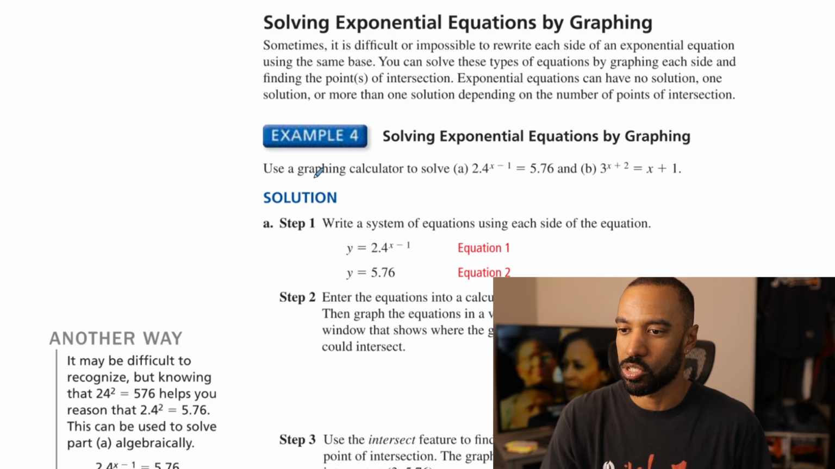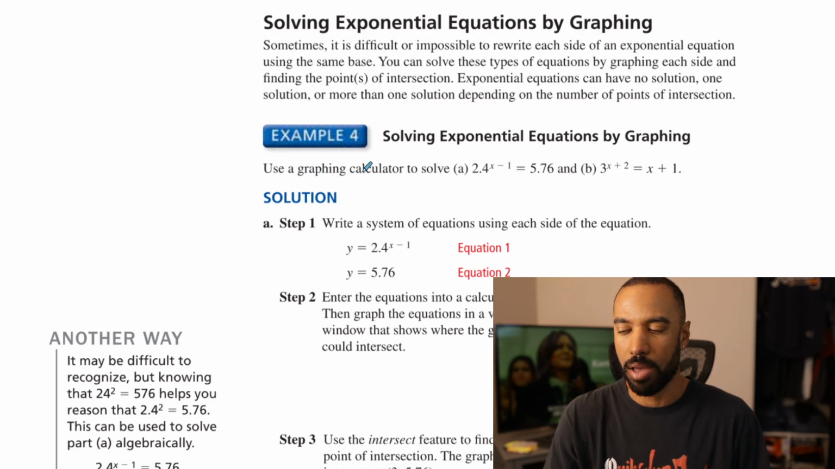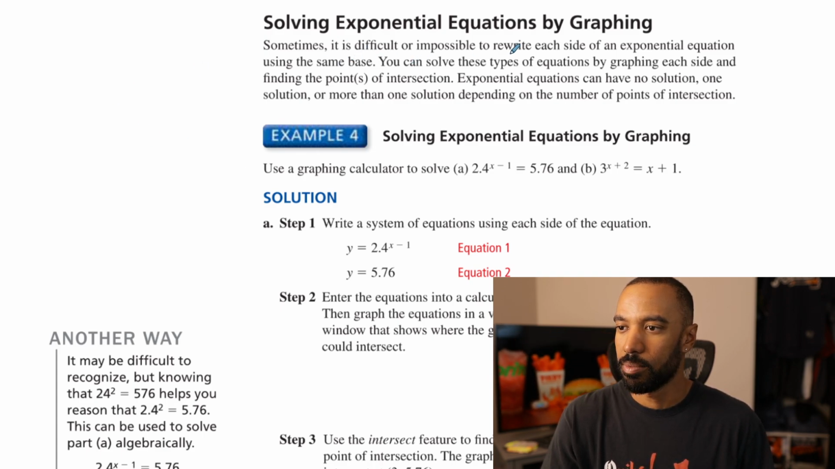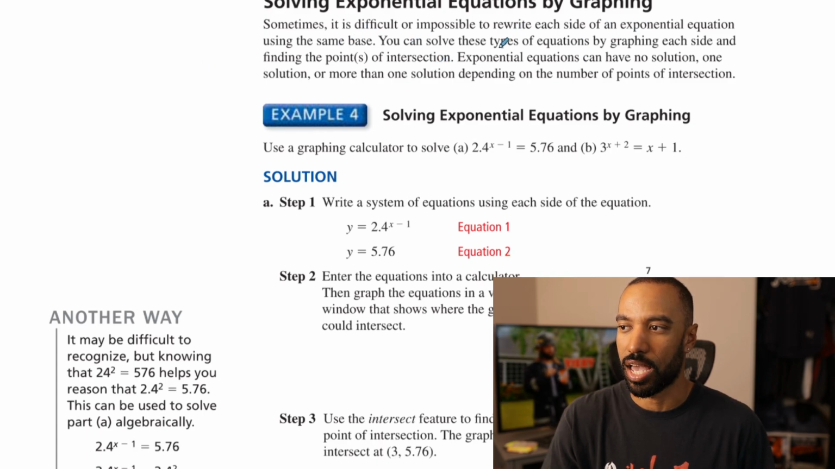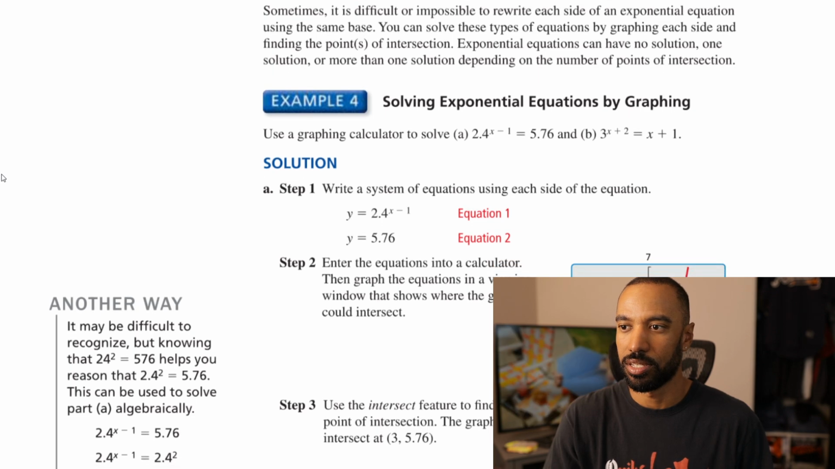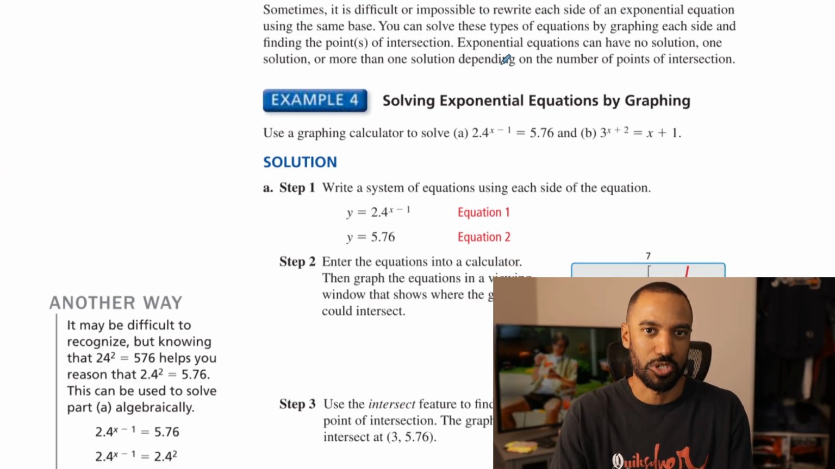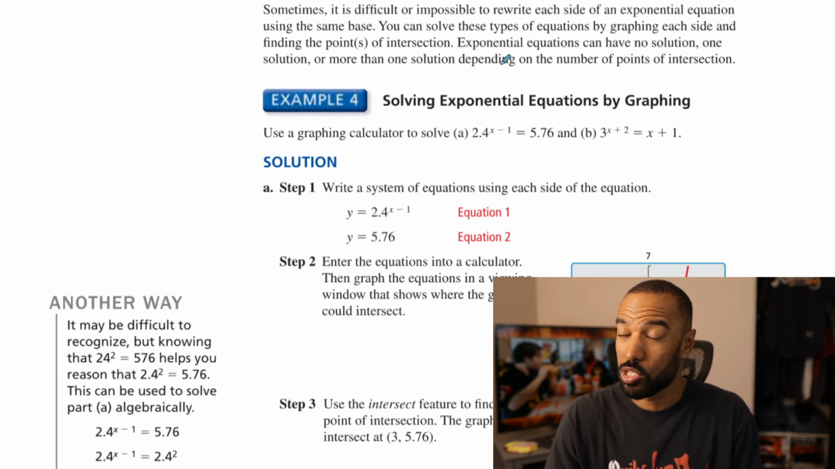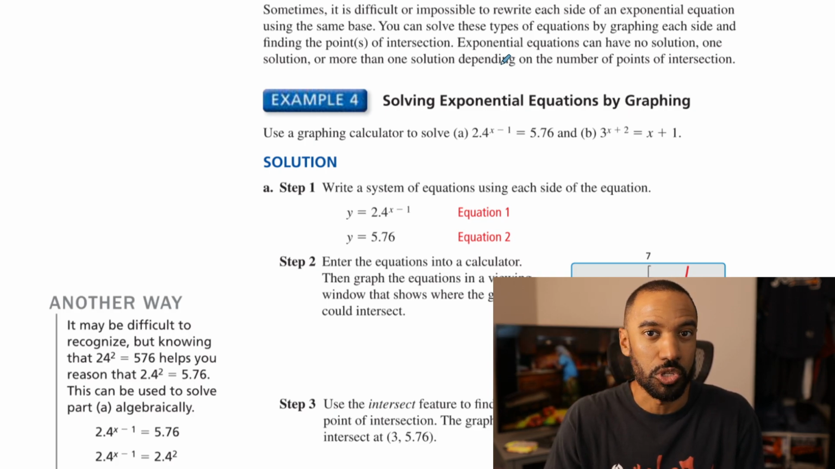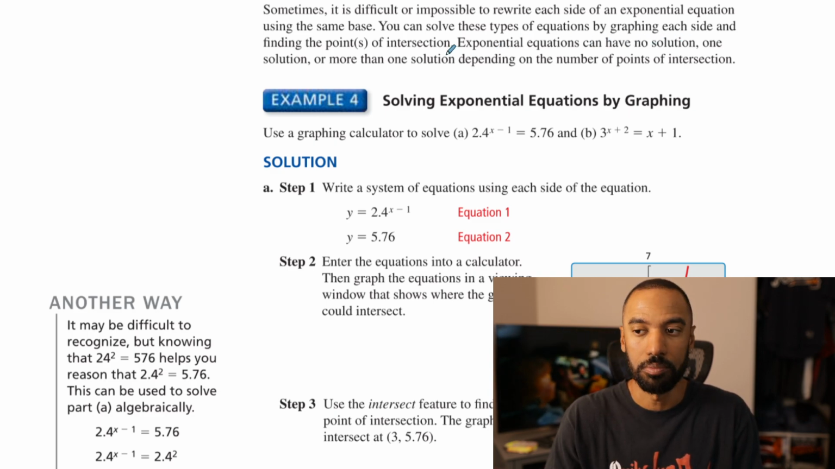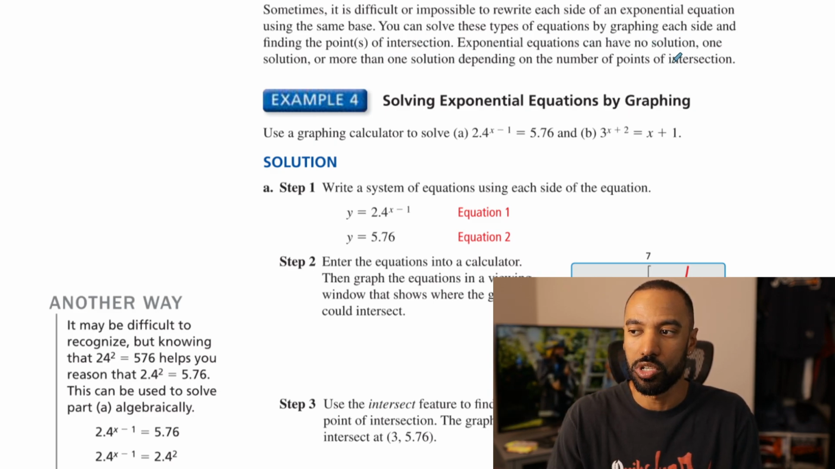Let's see what they do with this. Looks like they say graphing calculator, so probably not as much for us to draw, but we'll see. Sometimes it's difficult or impossible to rewrite each side of an exponential equation using the same base. You can solve these by graphing each side and finding the points of intersection. You can also solve using something called logarithms, which still uses the calculator, and save that for 2 years in IM3.